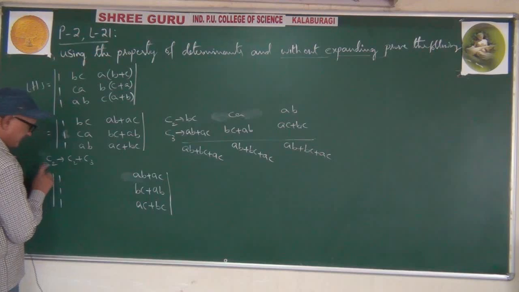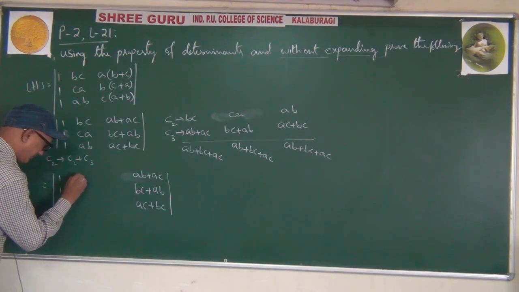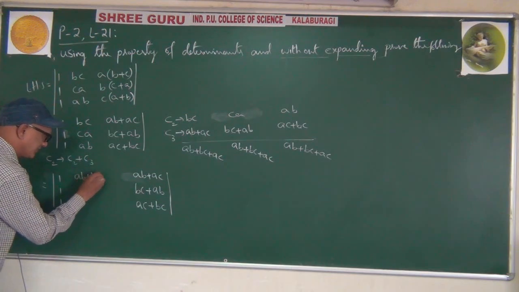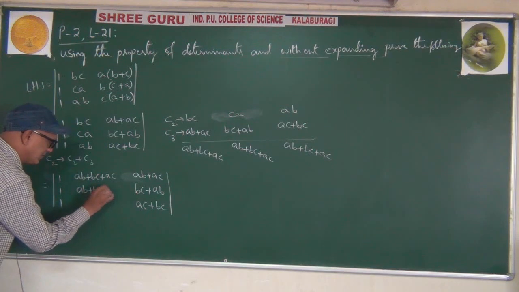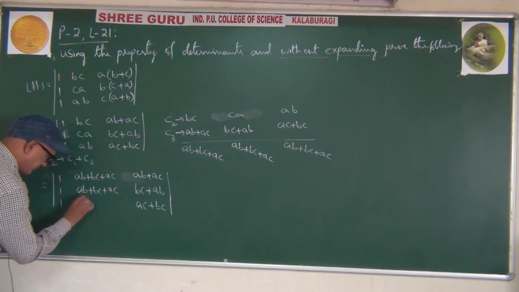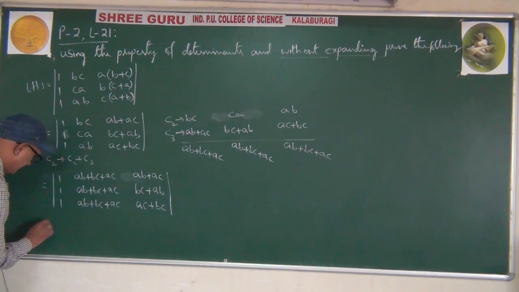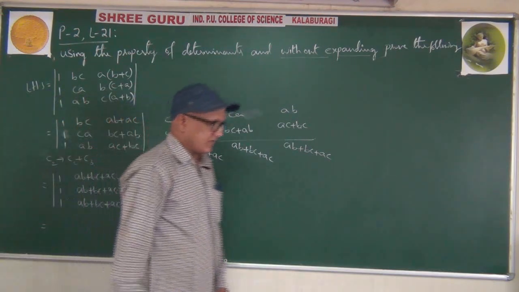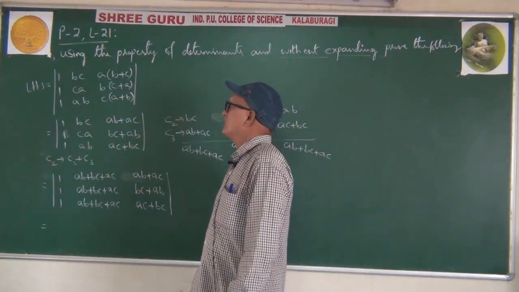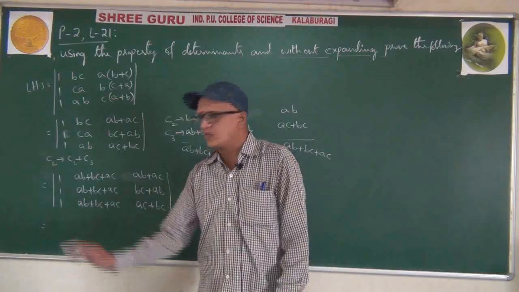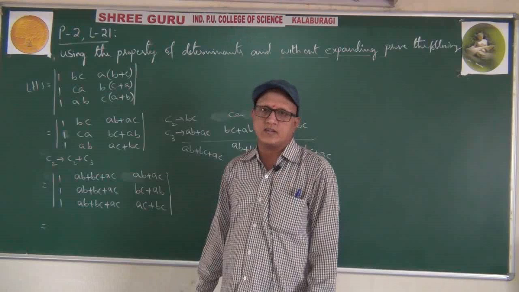We have to write it in the second column, because we are changing the second column. Without expanding the determinant, just by using properties, we have to solve these questions. Few questions are there, not the complete exercise.